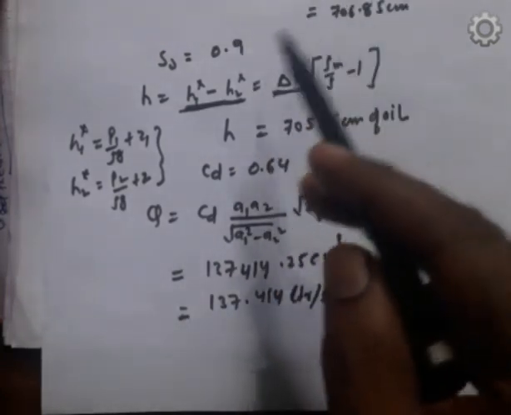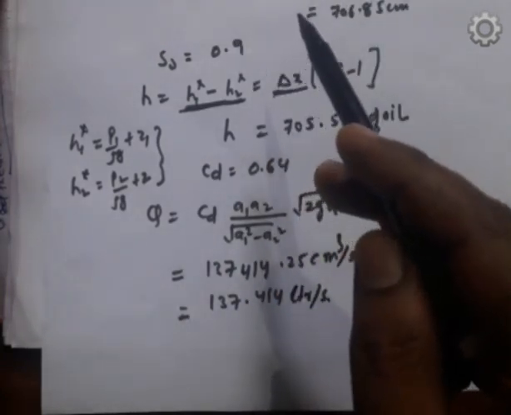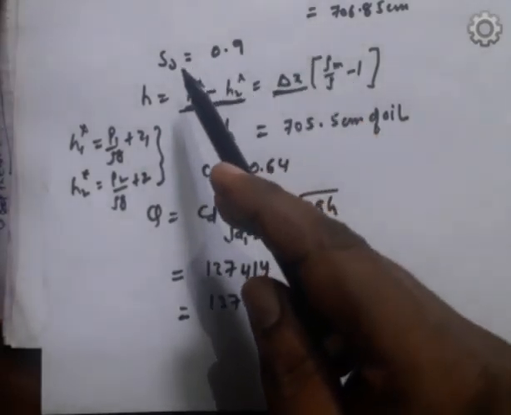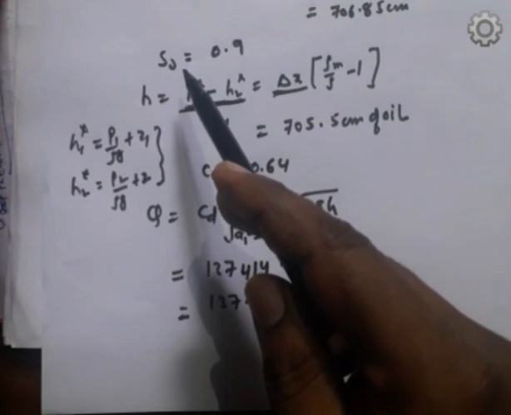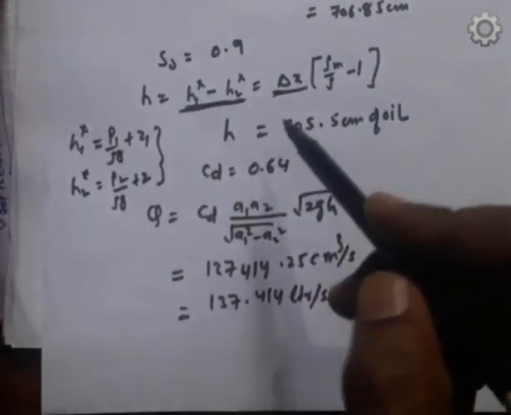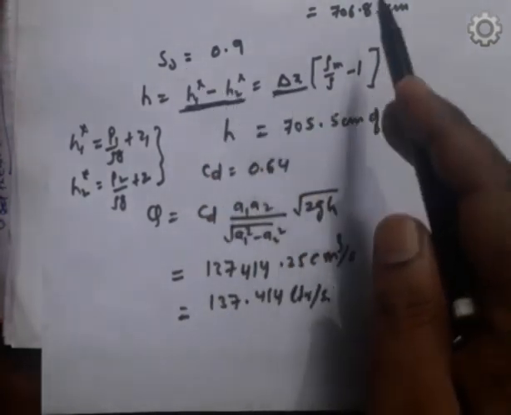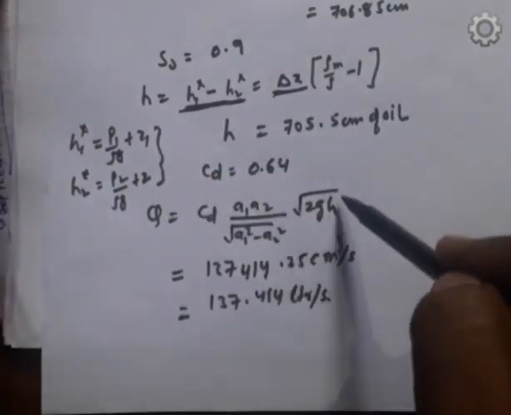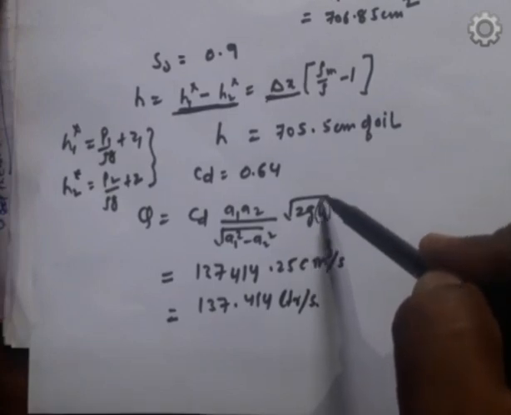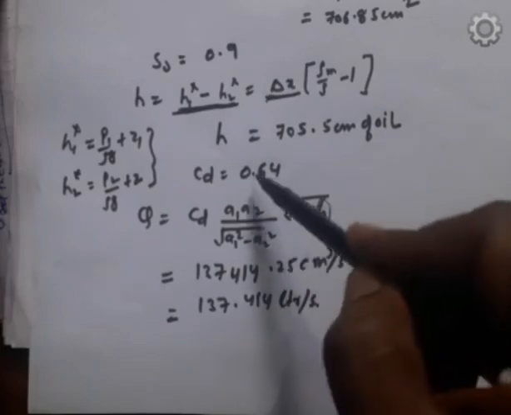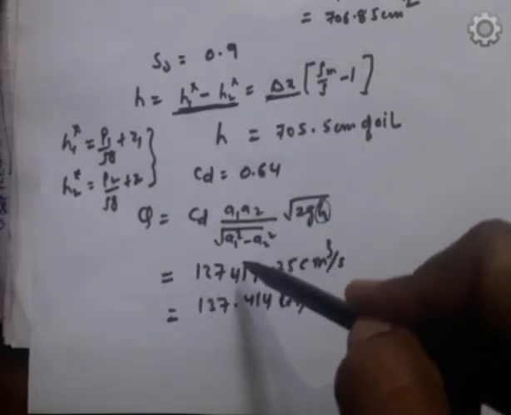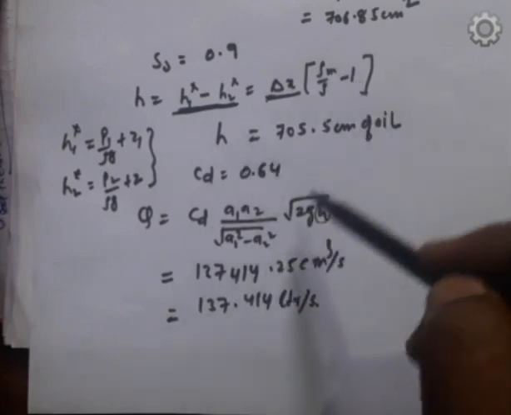You have been given the area of the orifice plate, you have been given the area of the pipe, you have been given the density of the oil flowing through the pipe, and you have been given the manometric fluid, that is mercury, and you know the formula of H. H is the manometric differential head. So by putting this, we can get the value of H, and putting it in the discharge formula, we get the discharge. This type of problem comes in the exam.